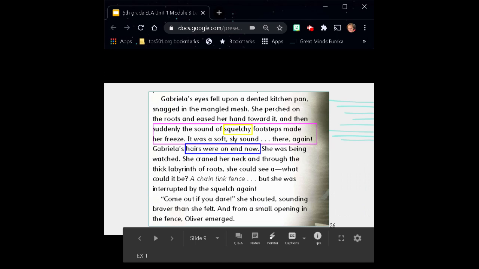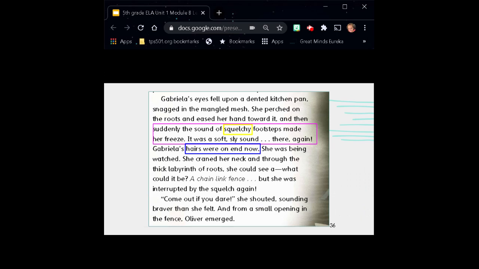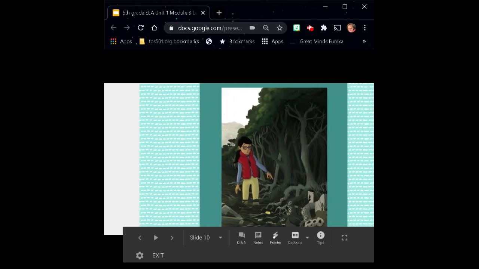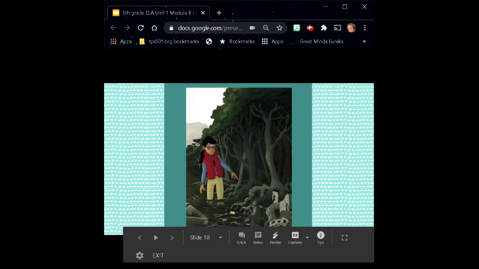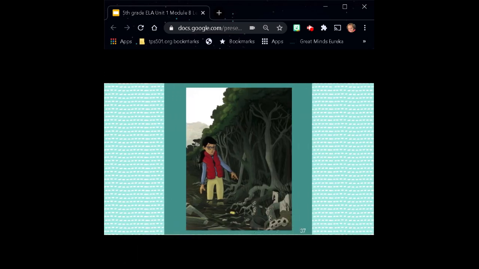"Come out if you dare," she shouted, sounding braver than she felt. And from a small opening in the fence, Oliver emerged. Was your prediction right? Oh my. Tense, tense, tense. Let's keep reading. There he is.